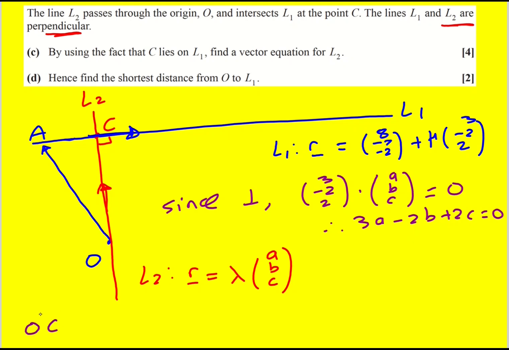Now let's think about OC, that precise place where they meet. So what we'll have then is that 8 minus 7 minus 2 plus some value of mu times 3 minus 2, 2 is going to equal lambda A, B, C.